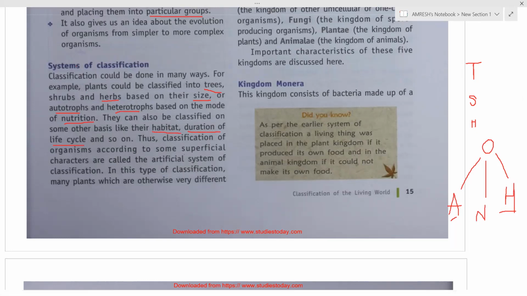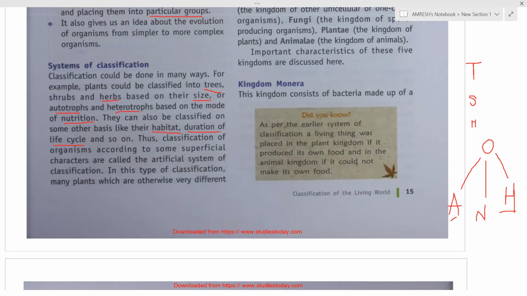Life cycle, yes. One fruit fly or one fly lives for 1 week or 2 weeks. But humans, they live for 70 to 80 years. So you can classify on the basis of life cycle also. Habitat. Suppose in the jungle who lives? Animals live. And in normal plains, humans live. So you can classify on the basis of habitat too.